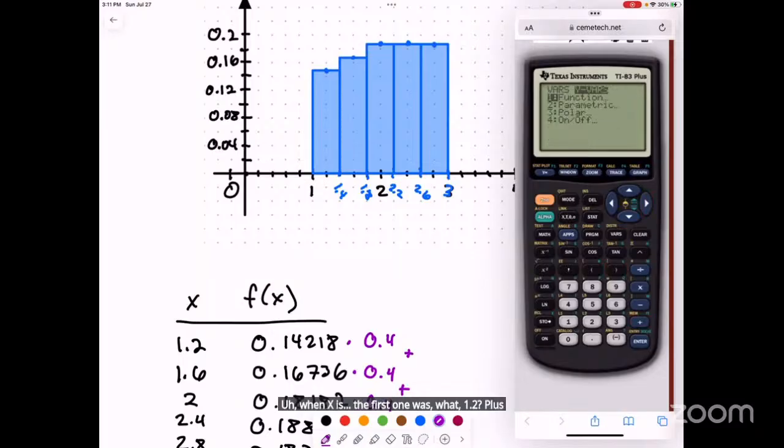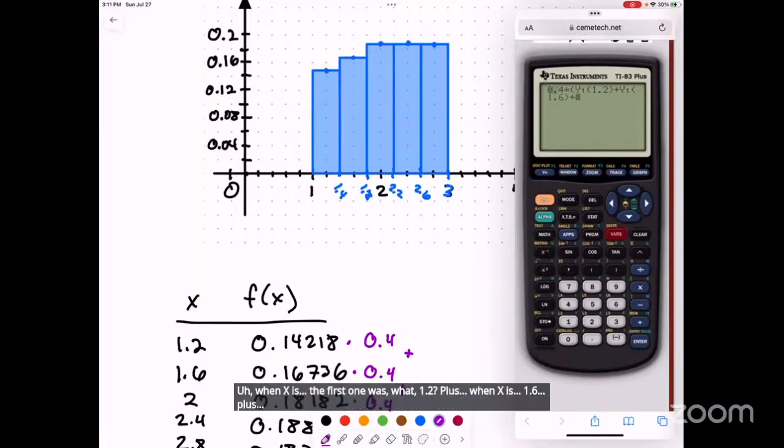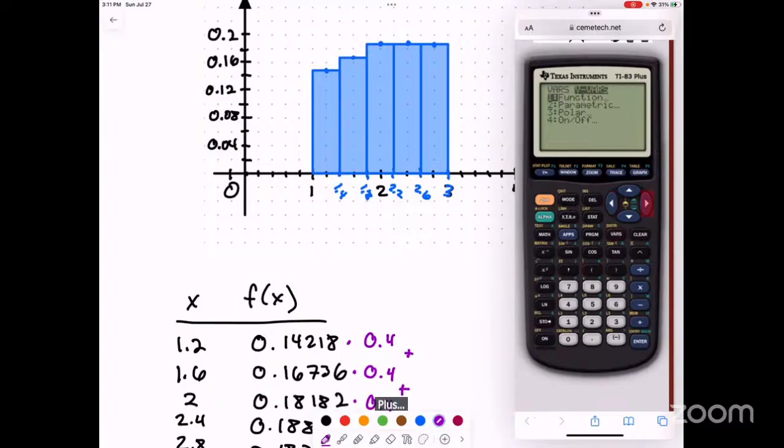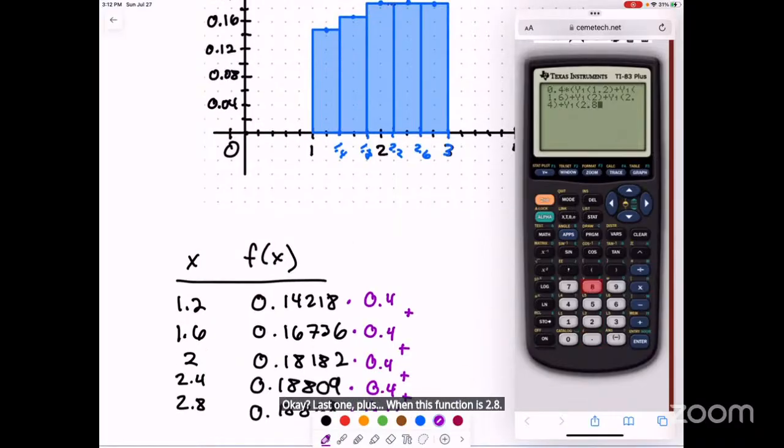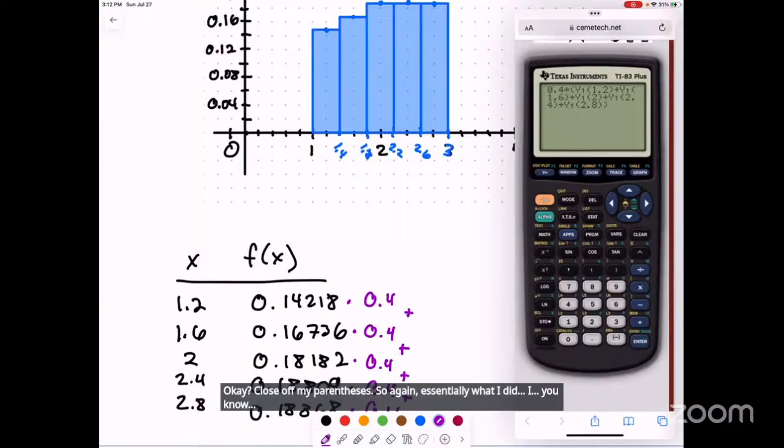plus when x is 1.6, plus the function when x is 2, plus the function evaluated when x should be 2.4. Okay. Last one, plus when this function is 2.8. Okay. Close off my parentheses. So again, essentially what I did, let me just.